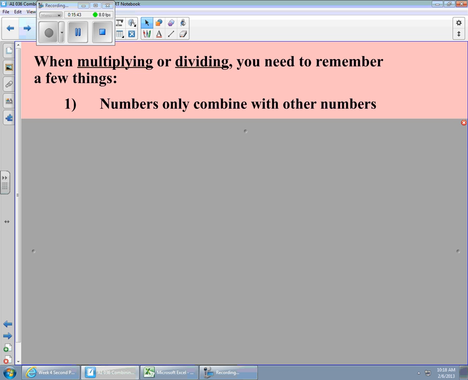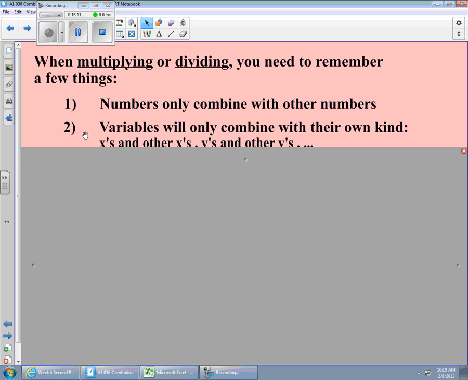Okay, first off, when you are doing multiplication and division, numbers are going to combine with other numbers. Numbers are not going to join with x's to form purple carnations or any other goofy thing like that. Numbers are going to only combine with other numbers.